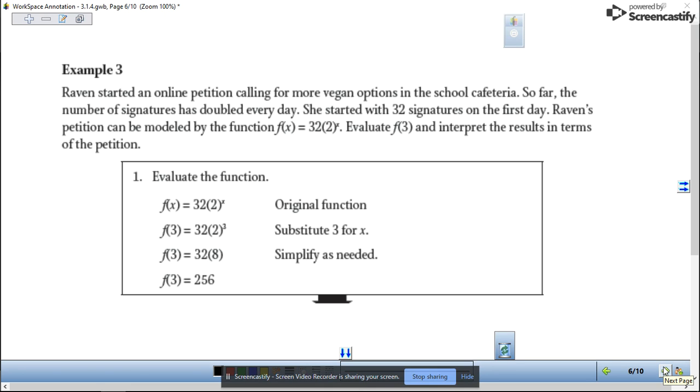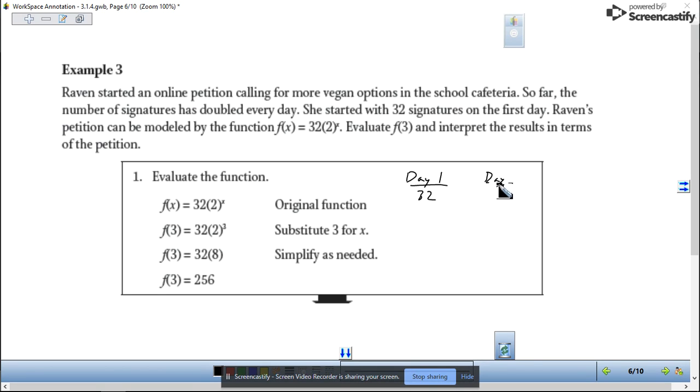Last example here. Raven started an online petition calling for more vegan options in her school cafeteria. So far, the number of signatures has doubled every day. So exponential. She started with 32 on the first day, and then her petition can be modeled by the following function. Evaluate f of 3 and interpret the results in terms of the petition. So, day one, which is actually day 0, because your 0 is your initial amount. But on the first day, she had 32.